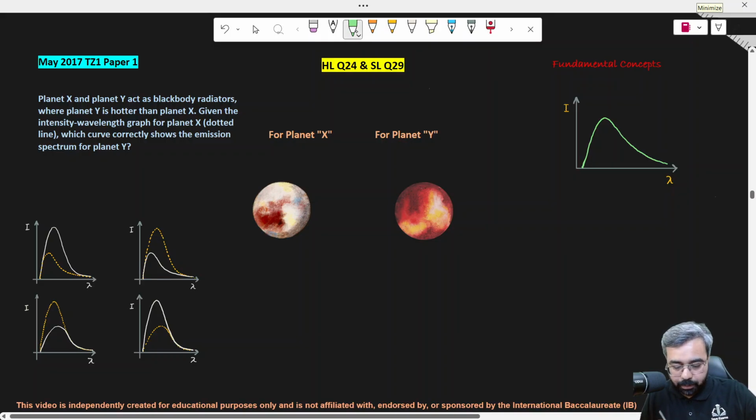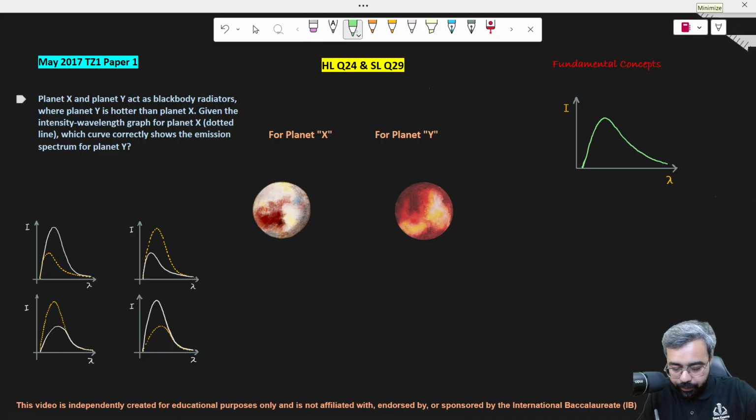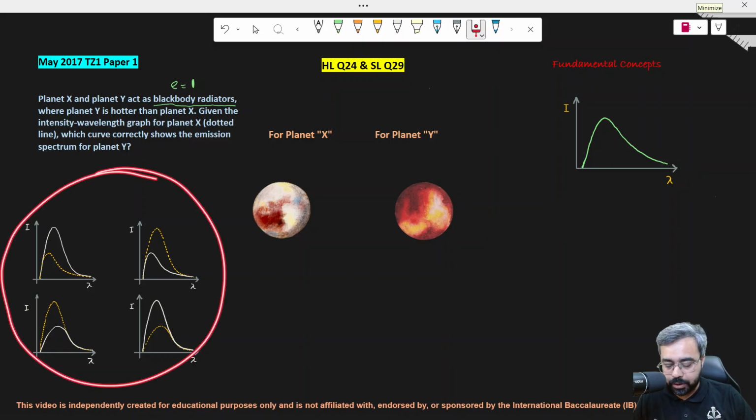The question says that planet X is less hot, and by the way, both are black body radiators. Black body radiators means their emissivity is 1, and it means that all the energy that these two absorb, they radiate all of it. This is what black body radiation means. So both of these planets are emitting, releasing, radiating all of their energy in the form of radiation, and we are given the intensity and wavelength curve in these options.